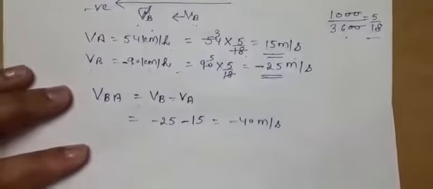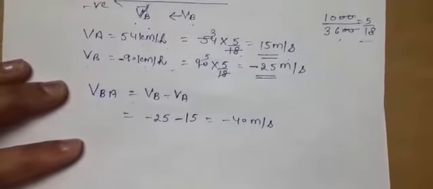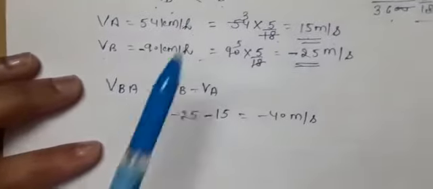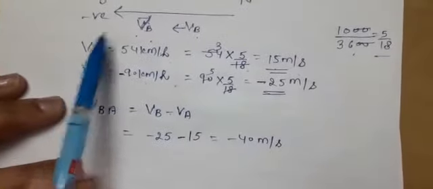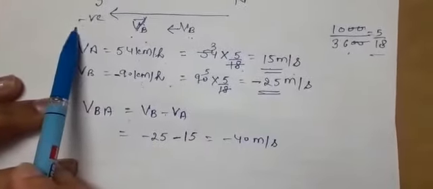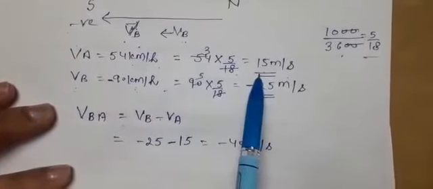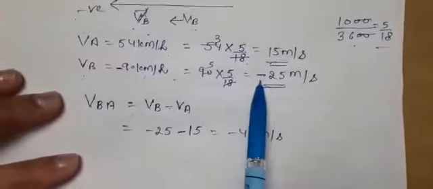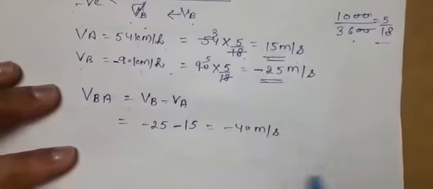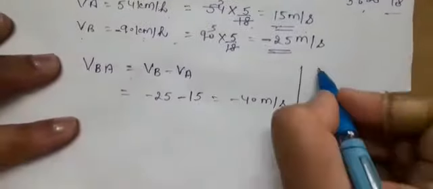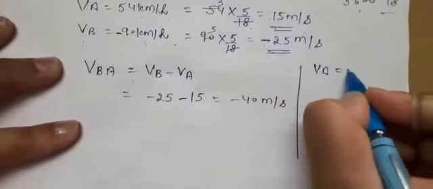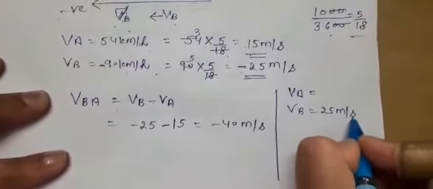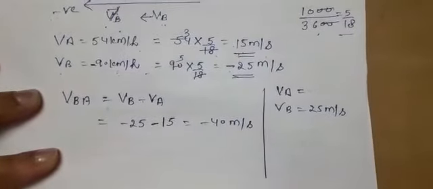Because here we have taken the direction of A to be the standard direction. But if you take the direction of B to be the standard direction, if you take this to be positive, then obviously the direction of A will be negative. So in that case, you will take this positive and this negative. If I take the reverse direction, VB will be positive. It depends upon our convenience, our sign convention.